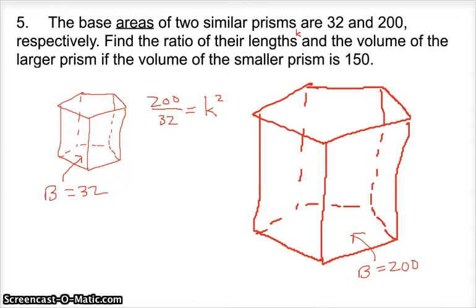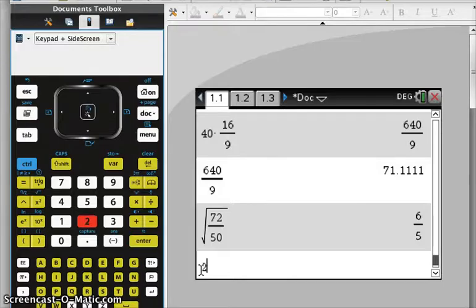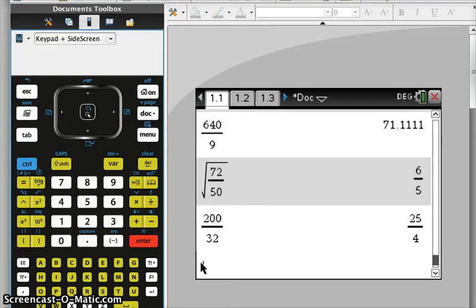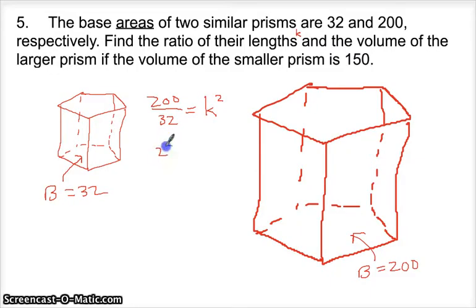Let's reduce that. We could make a nicer fraction out of that. 200 divided by 32 is 25 fourths. That's coincidentally pretty, isn't it? So 25 fourths is k squared. Well, if 25 fourths is k squared, guess what k is? I need to define k for this question. k is the square root of 25 fourths. The square root of 25 fourths is 5 halves. That's lovely. So k is 5 halves.